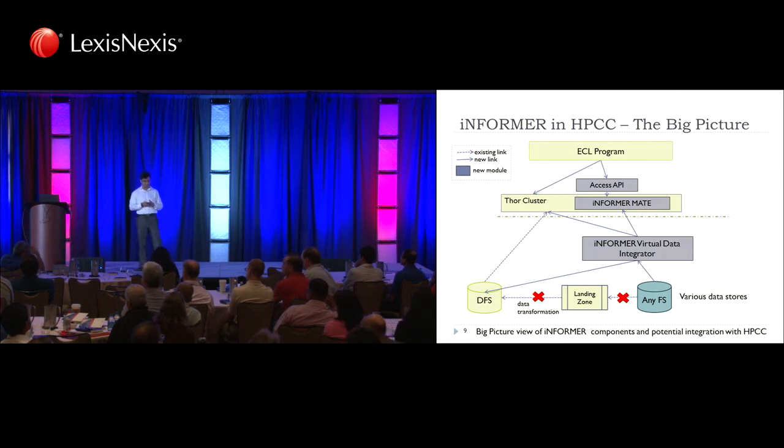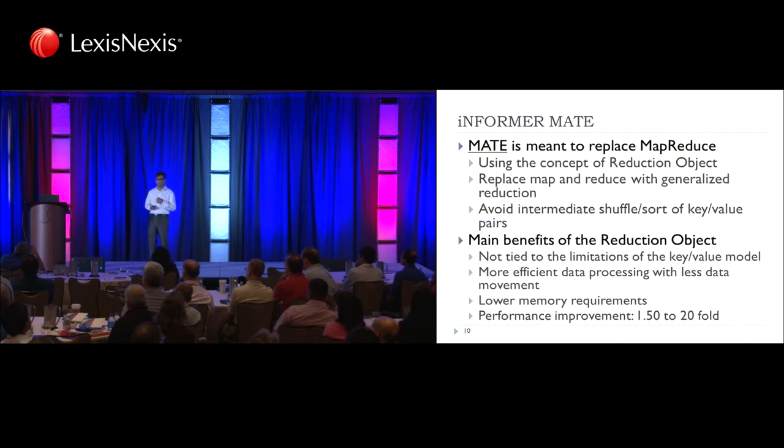It's not going to go into very much detail. The MATE part that I was talking about is originally meant to replace MapReduce. It was developed at Ohio State University, which we are partnering with to transfer the technology. It uses the concept of a reduction object, where the data is reduced in place without requiring the key-value exchanges that are usually done in MapReduce. So this is an alternative to MapReduce.